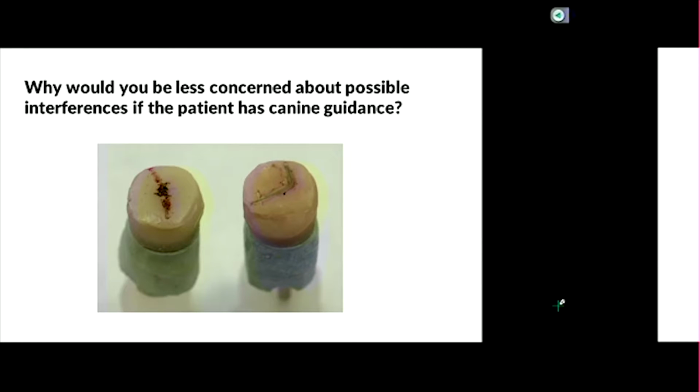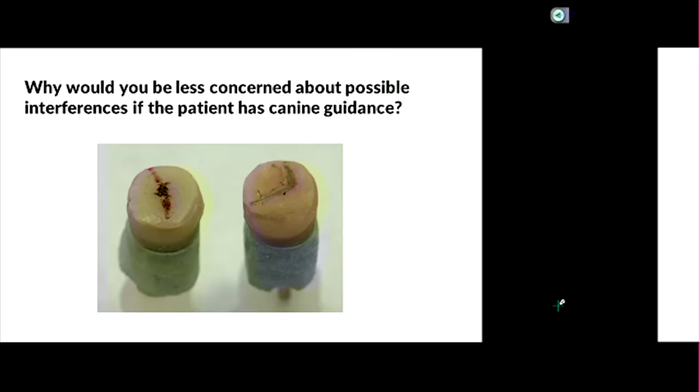So in canine guidance, as you move to the side, the idea is that you have space between the posterior teeth. So if you have space between your posterior teeth, then it's less likely for your crown that you've designed to be in an interference, okay? So it gives us some room for error. Right? So the more disclusion and the greater the space that you have, the less chance you'll have for one of these balancing interferences.